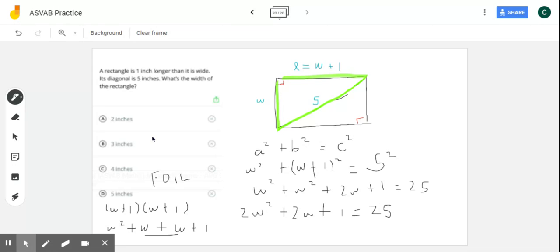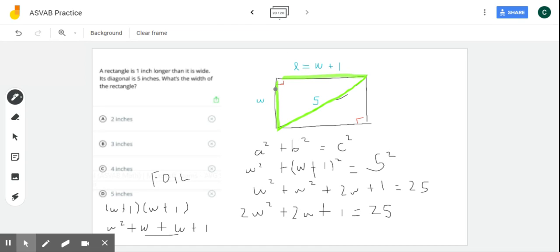So we have the rectangle and we know the width, we'll just call it W, and then it says the diagonal, which is always from one vertex of a polygon to another. They told us that that's 5. And then they told us that the length is 1 inch longer than the width. So I did W plus 1.